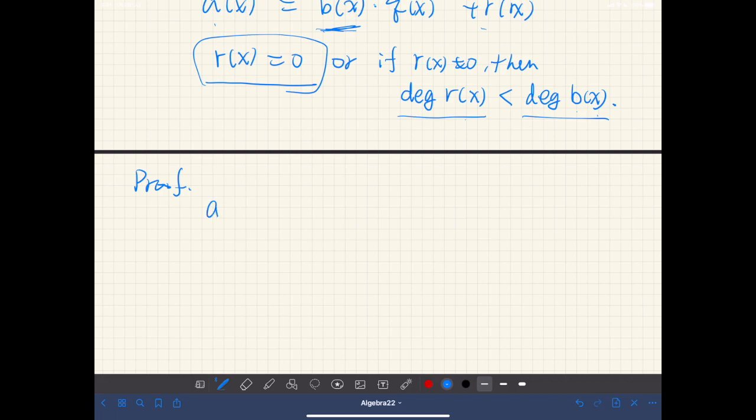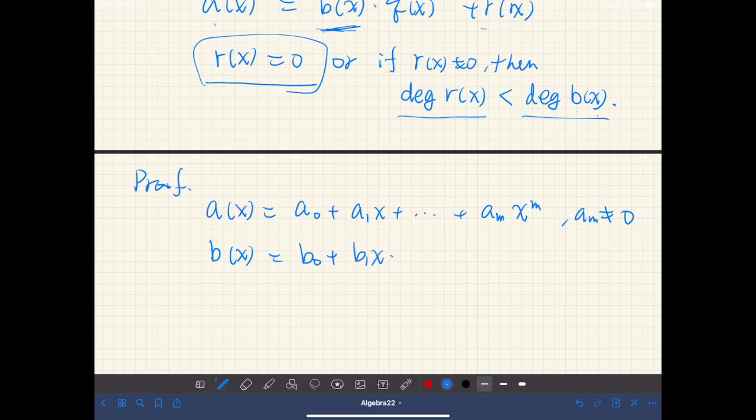Suppose we have these polynomials, a0 plus a1 x and so on, and the degree is n. So that means this coefficient is non-zero, and b of x is b0 plus and so on plus bn x to the power of n, and bn is not equal to 0.